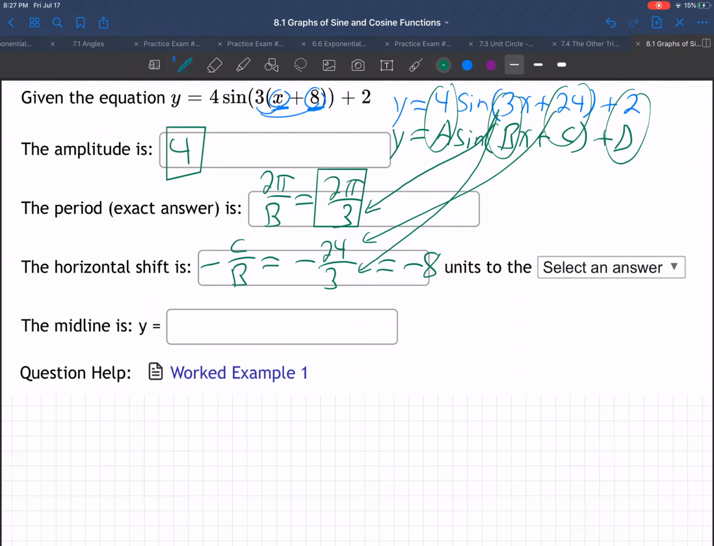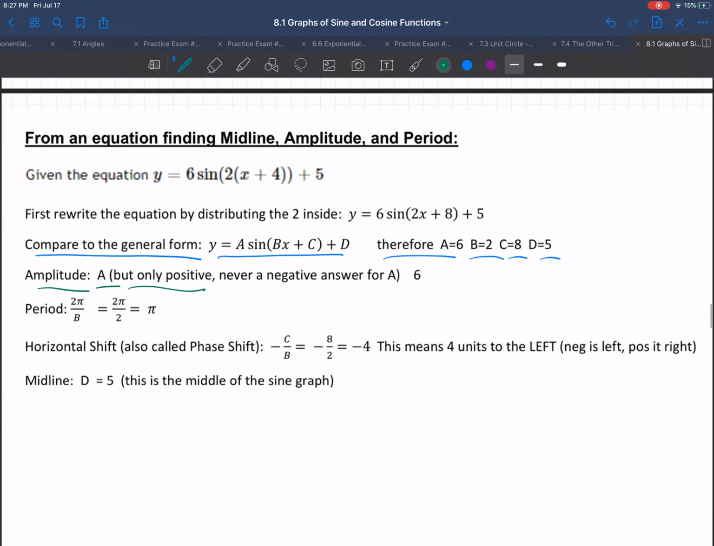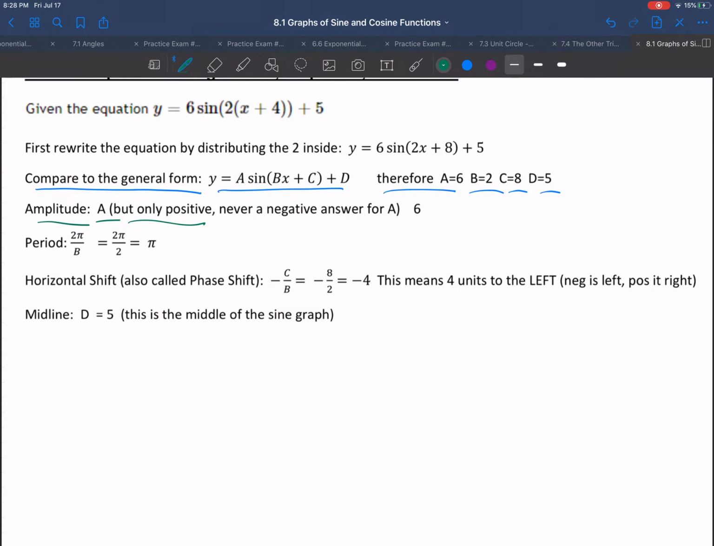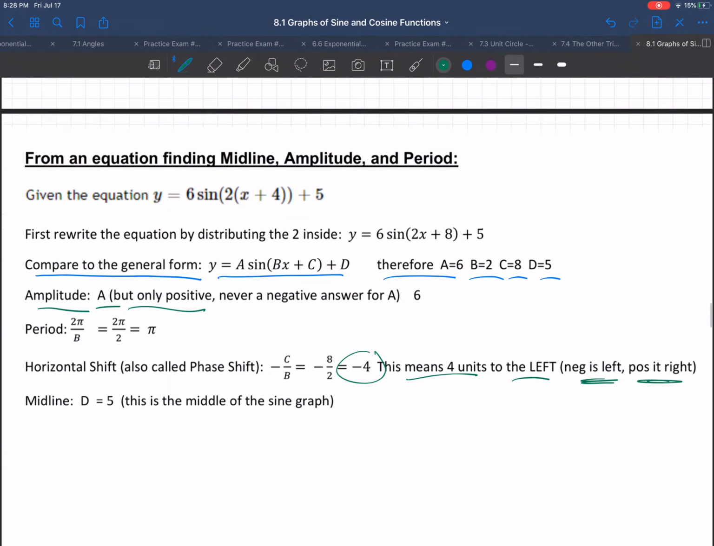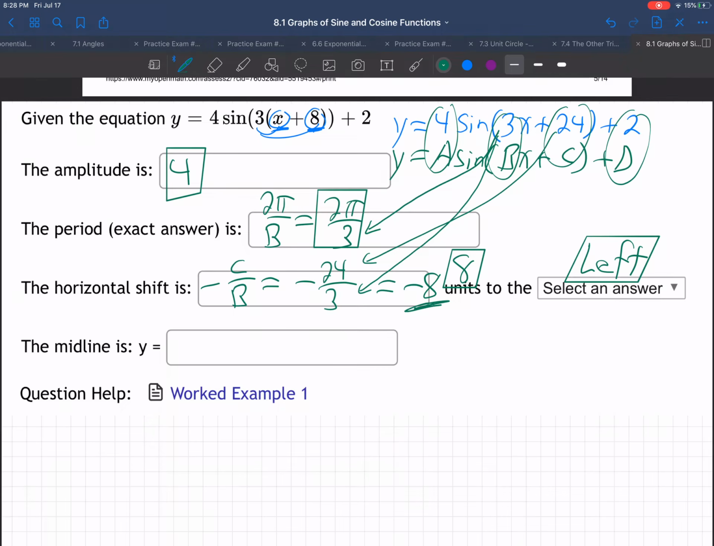Now, they don't want you to actually put in negative 8. They want you to say 8 units, and then you go to the left. So they don't want you to say negative 8. The answer that goes in this box is actually straight 8 units to the left. Negative for left, positive for right, and that's all down here in the notes. Negative is left, positive is right. So a negative 4 means 4 to the left. Our negative 8 means 8 units to the left.